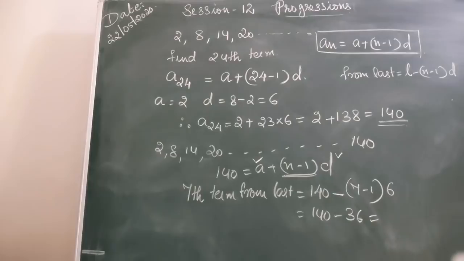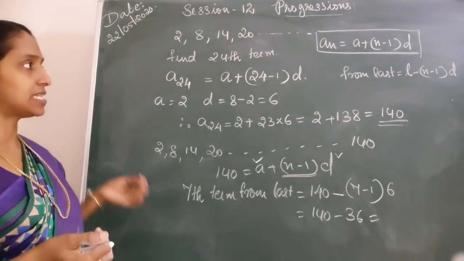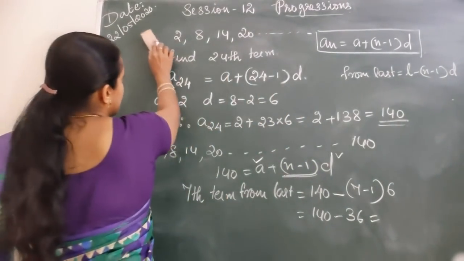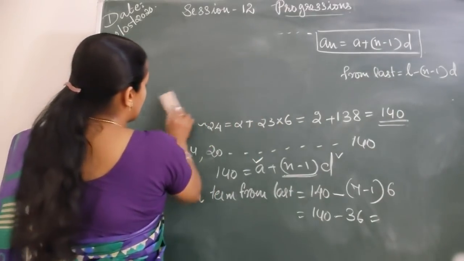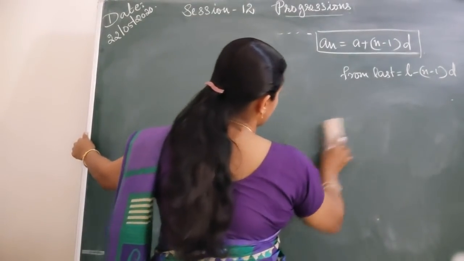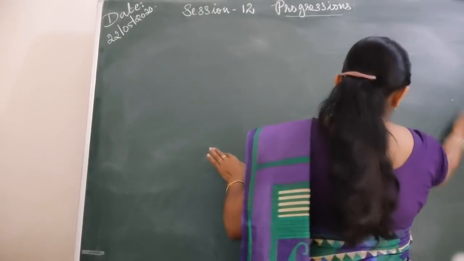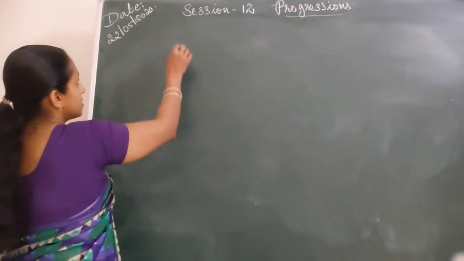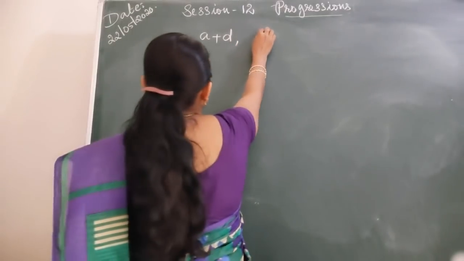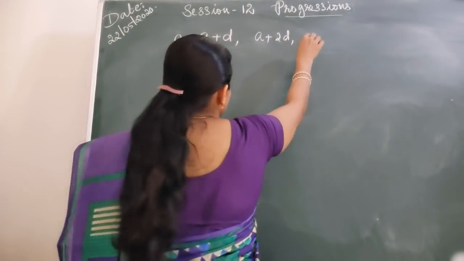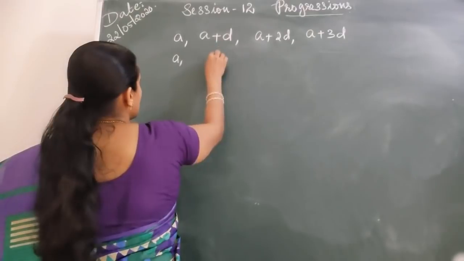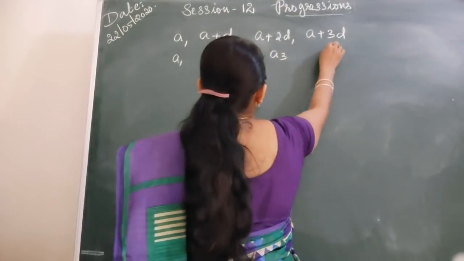And if you have A and D given, in general we write A1, A2, A3, A4, etc. So to construct the AP, if you have A, the first term, and D, the common difference, then you can calculate the sequence. You can construct the sequence: A, A plus D, A plus 2D, A plus 3D, etc. So this will be your sequence. That means this is your A1, this is your A2, A3, A4, etc.